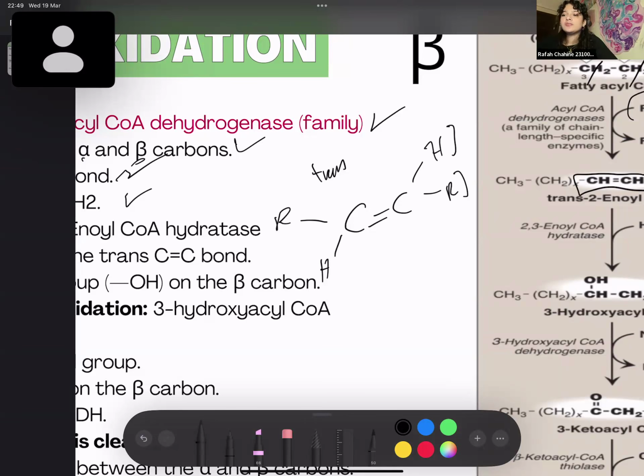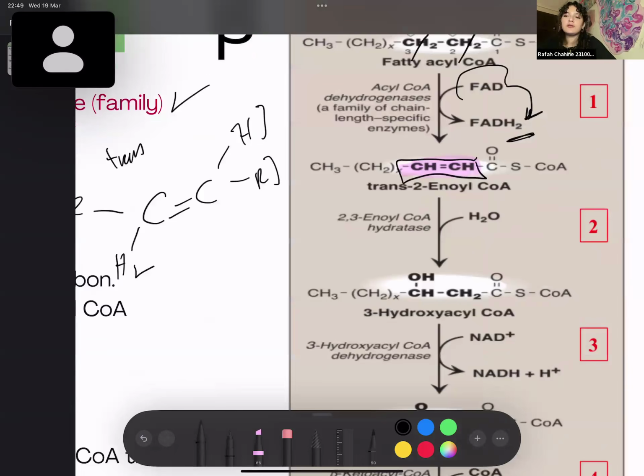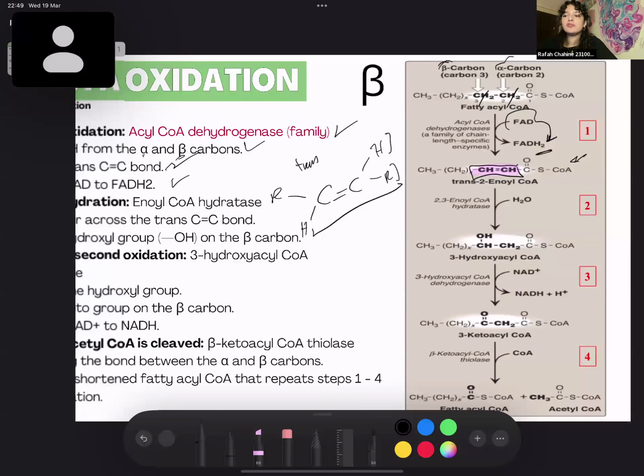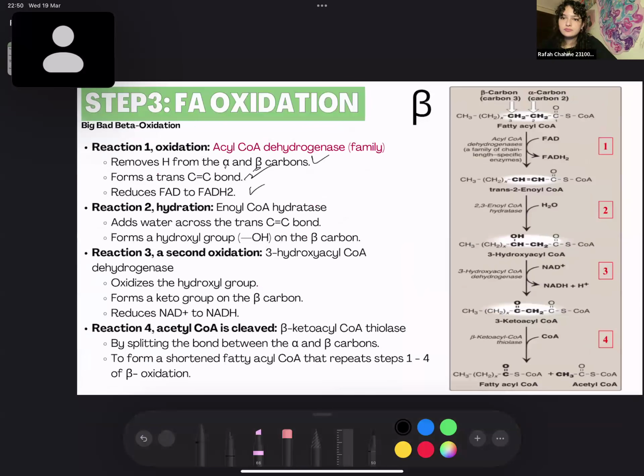So where is the trans carbon in this entire picture? This is the trans carbon that I'm referring to. And you can't see this entire formation over here because they're presenting the molecule in a completely different way. But is everything clear about the trans carbon-carbon bond and FAD and the alpha and the beta carbon? Yes. Okay, so now we're moving on to step number 2.